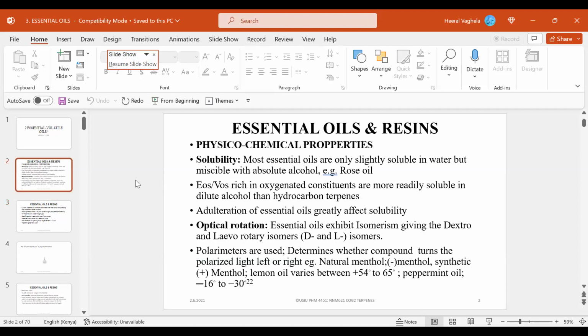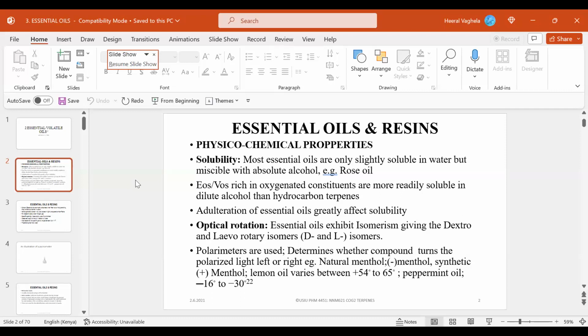Here in that second statement after solubility, it's saying essential oils rich in oxygenated constituents are more readily soluble. So I was wondering, when we say this statement generally, are we saying that essential oils are already oxygenated before being exposed to air, or some?